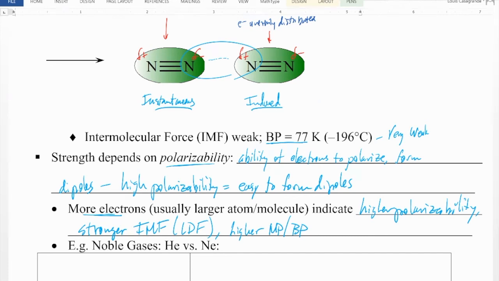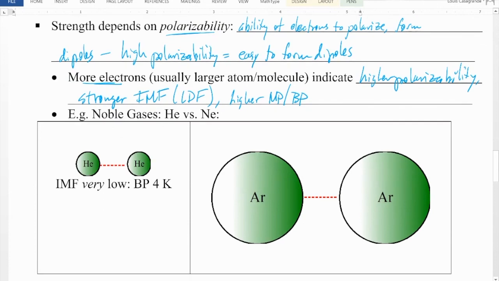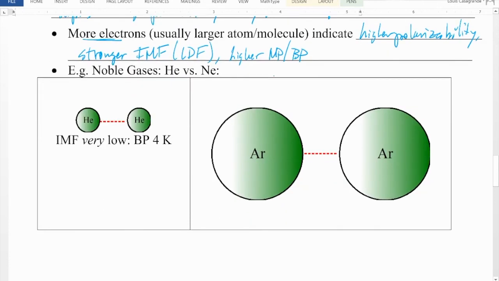So let's take a look at the noble gases now. On the left, we have helium, and we know that helium is very small. It's the smallest atom, if you remember correctly, and it has only 2 electrons. Now, hydrogen molecules have 2 electrons as well, but they're a little bit larger, and they've got some size and some shape to them, so they're not quite as low as helium.